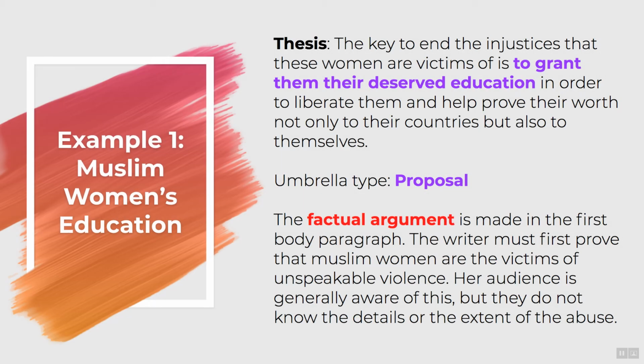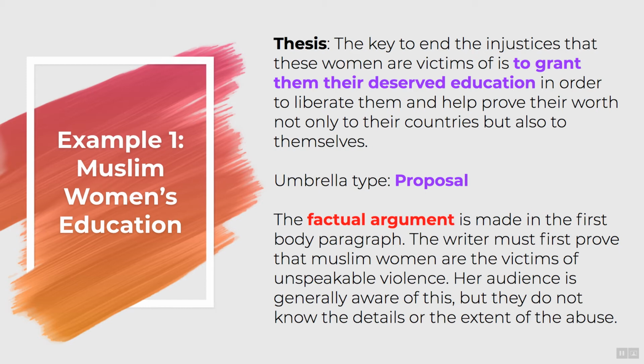So we're going to look at a few examples of student arguments that incorporate factual claims. The first one is a paper about Muslim women's education. And here is the thesis. The key to end the injustices that these women are victims of is to grant them their deserved education in order to liberate them and help prove their worth, not only to their countries, but also to themselves.